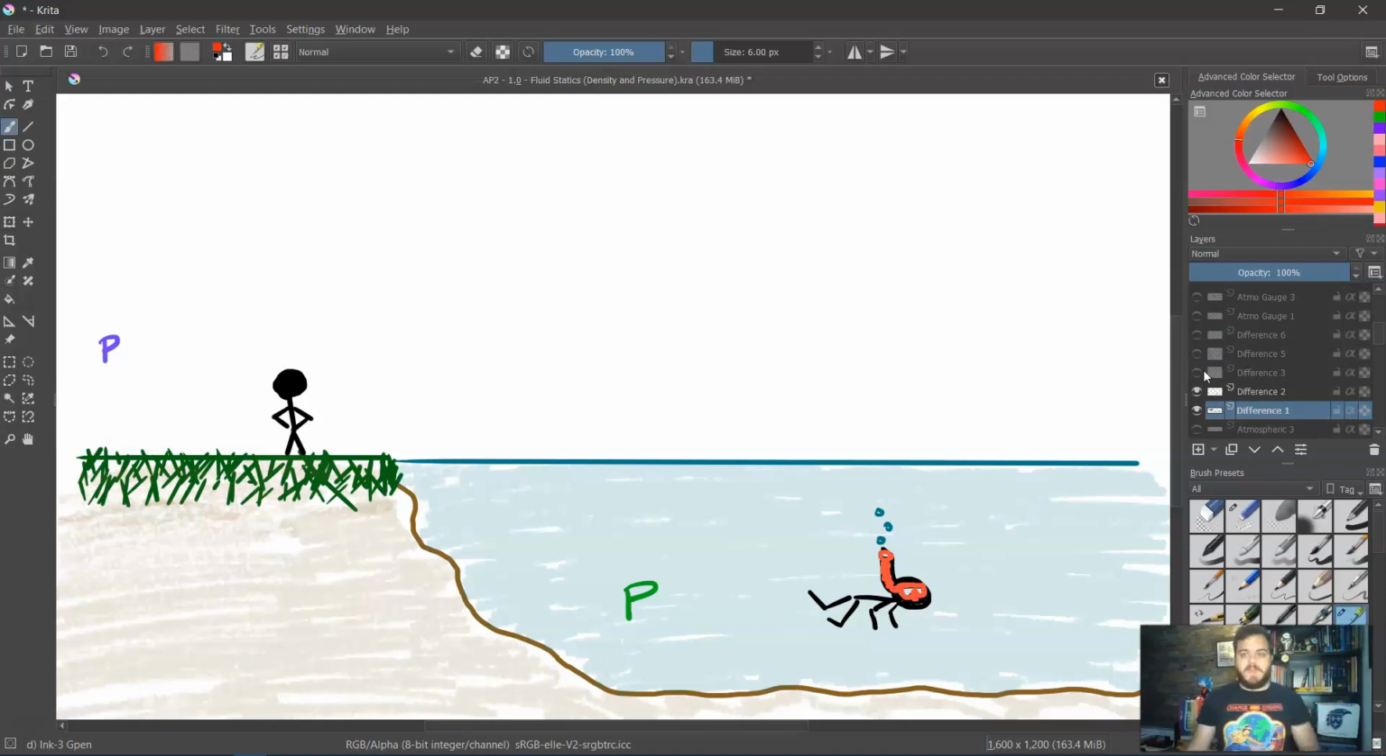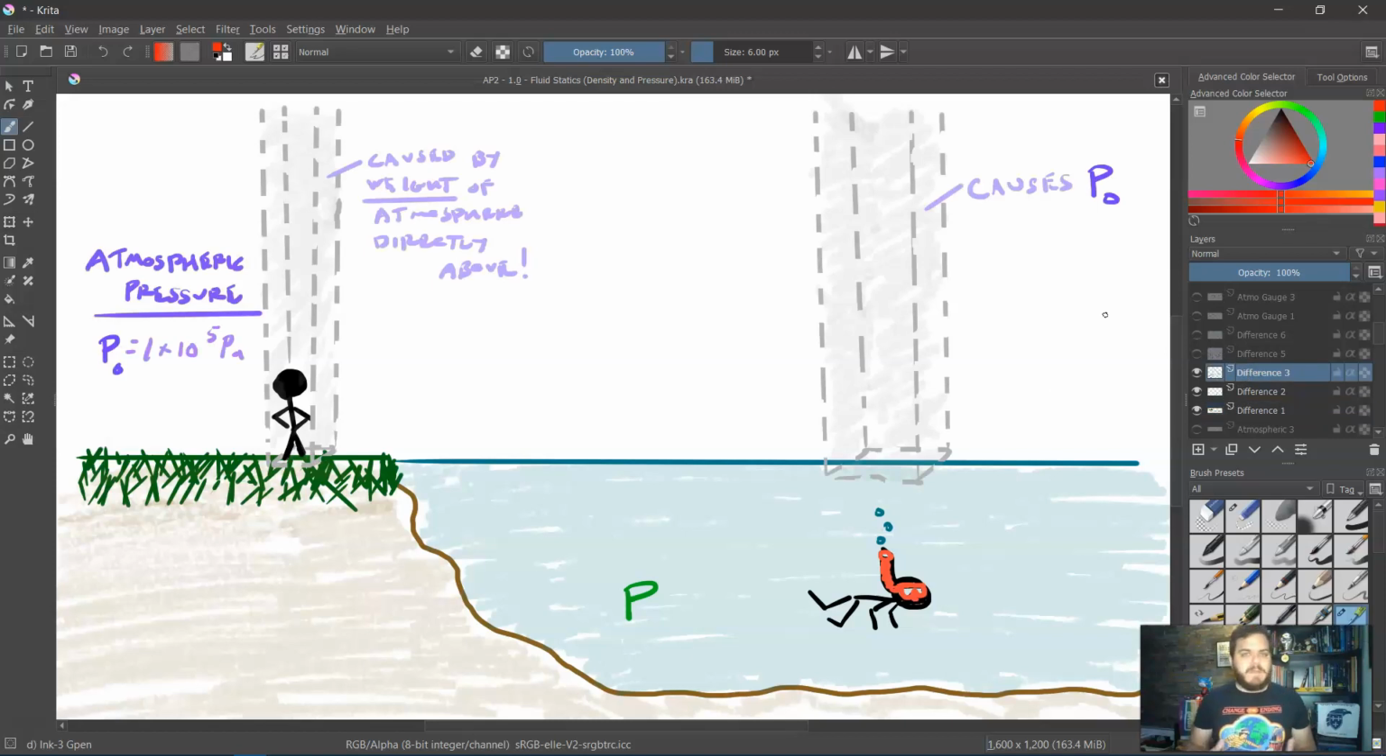Both of these people have atmospheric pressure pushing on them. So for the person on the beach, the pressure they experience is only atmospheric pressure, 1 times 10 to the 5th pascals. And for the person underwater, there's that amount of air pushing down on them, the weight from that air pushing down on them.